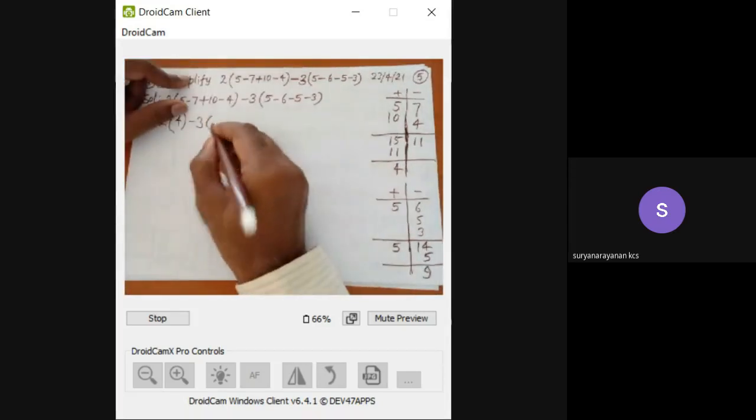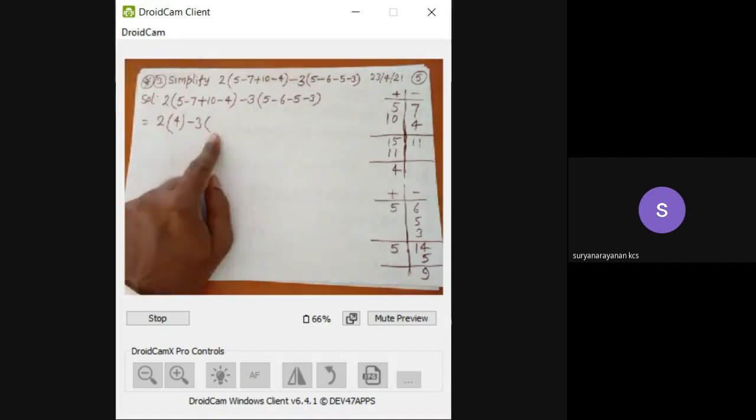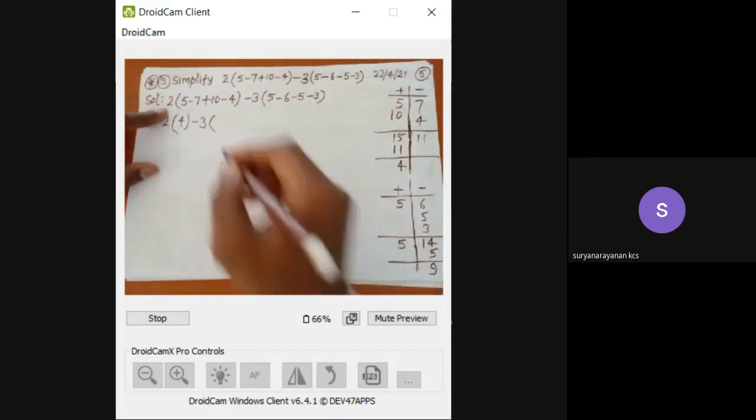So, in the bracket, what will you write here, Harini? In the brackets, what will you write here? 9 or minus 9? What will you write in these brackets? Harini. Yes, very good. Minus 9.